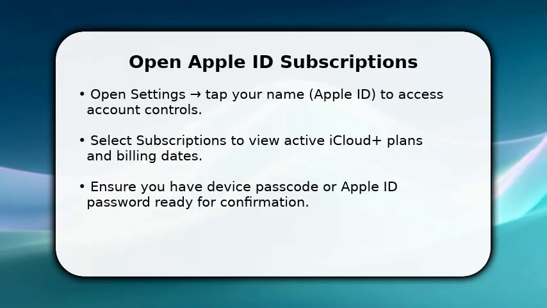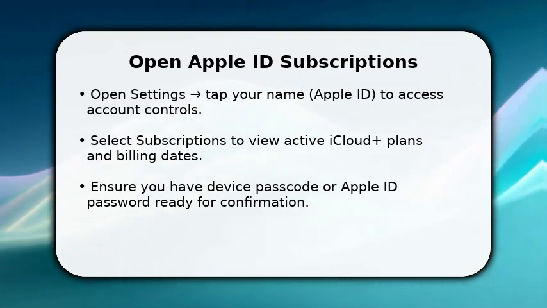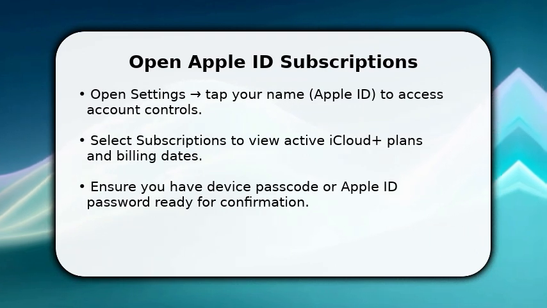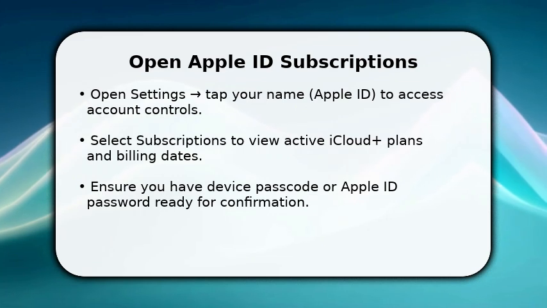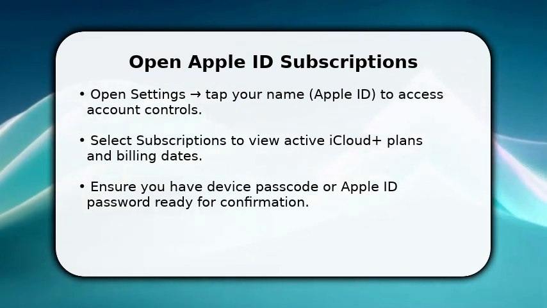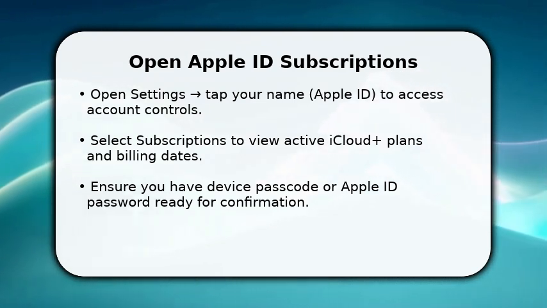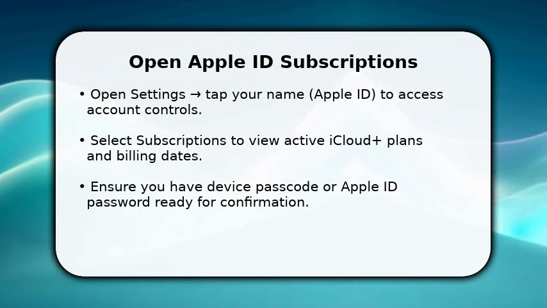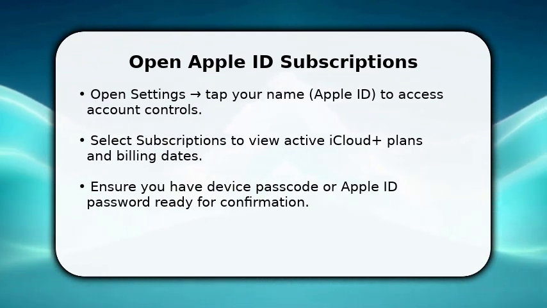You start inside Settings because that's where Apple centralizes billing. Open Settings and tap your name at the top to reach Apple ID controls. Once there, choose Subscriptions to list recurring charges, including iCloud Plus. You're doing this now so you can see the exact plan name, renewal date, and price before you cancel. This avoids surprises. Make sure you have your device passcode or Apple ID password handy, as Apple will ask for authentication to make subscription changes.